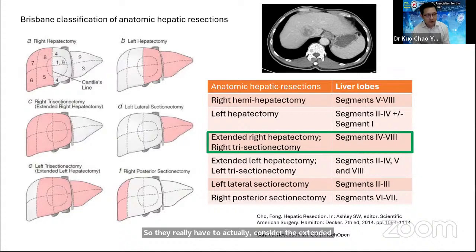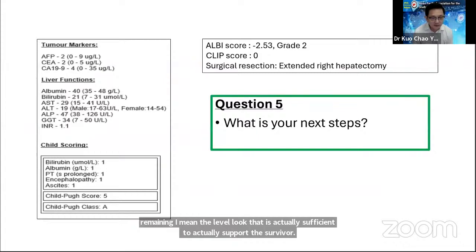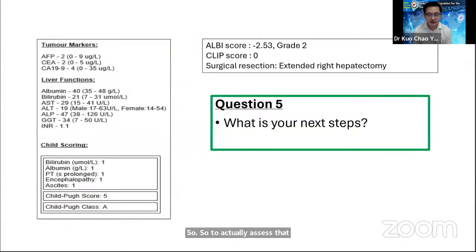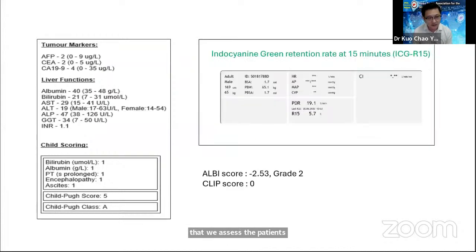That comes with a problem, because if you are going to do the extended right hepatectomy, you have the problem of whether the remaining liver is sufficient to support survival. To assess that, our next step is to reassess the patient's remaining liver function. So we did the indocyanine green retention rate at 15 minutes, and this shows 5.7%.